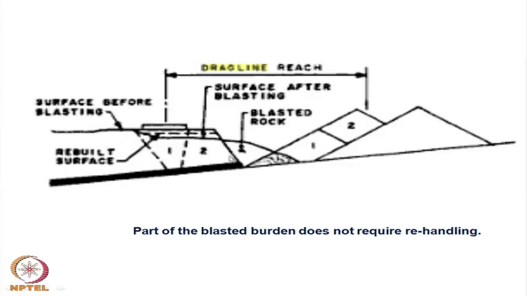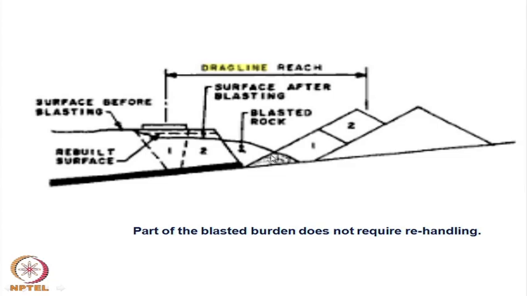Originally the surface was here, that when it was blasted, a muck pile was formed like this. You can see this is the muck pile formed, and then by bringing a dozer you level it, and that is by making it in cut and fill. Here you are making a platform on which the dragline will be sitting.